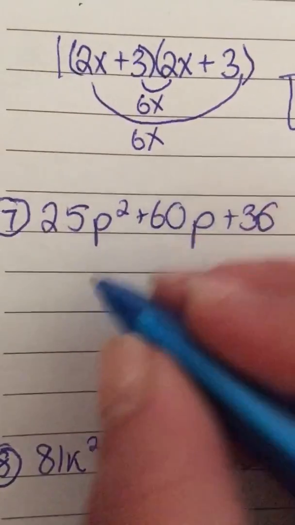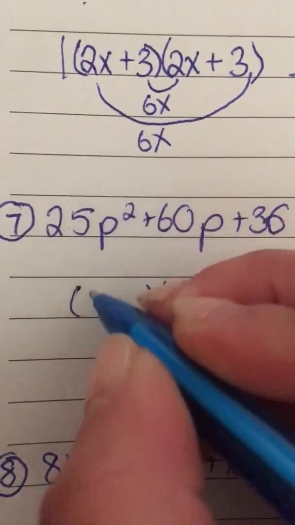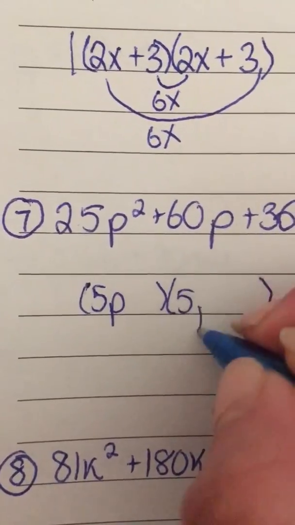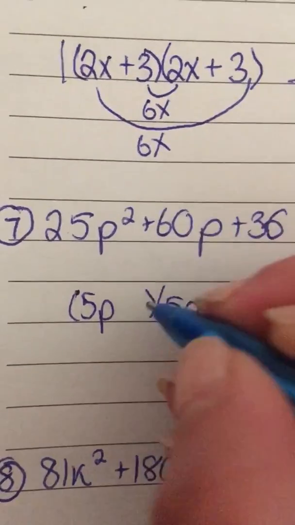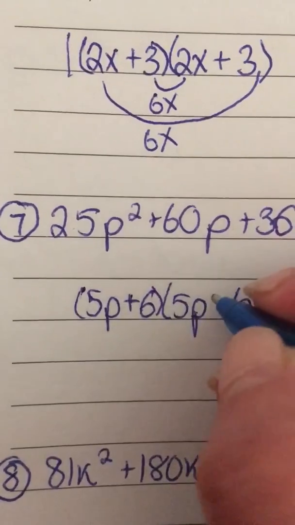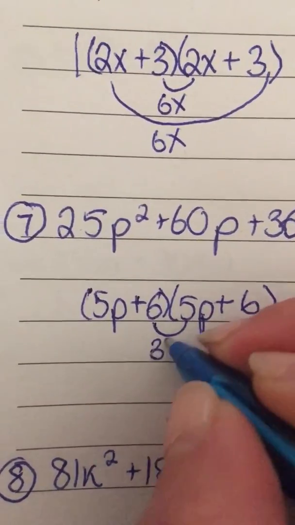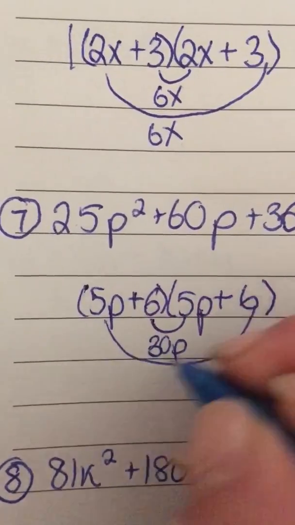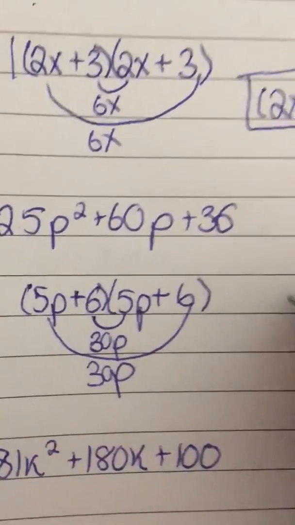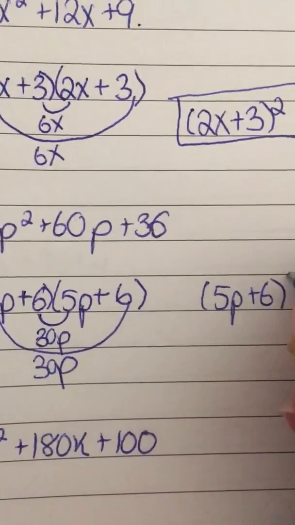Again, 25 and 36, you should recognize those as perfect square numbers. The square root of 25 is 5, and there's a p with it. It goes in the first spots. The square root of 36 is 6. Everything's positive. Then just check your inner and outer. 6 times 5 is 30p. 5 times 6 is 30p. They add up to 60p. We are good. So you'd write your final answer, 5p plus 6 squared.